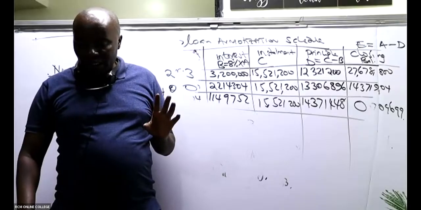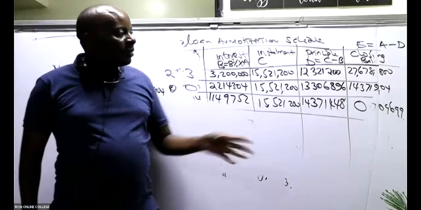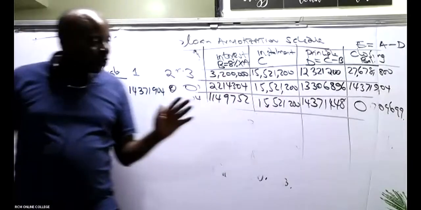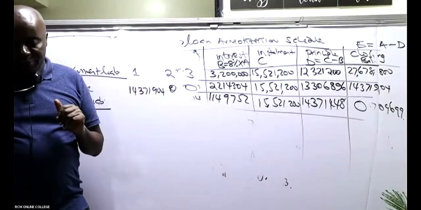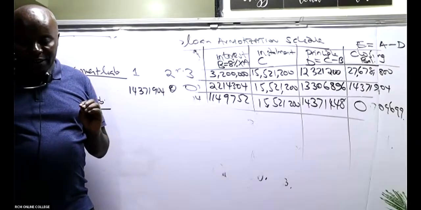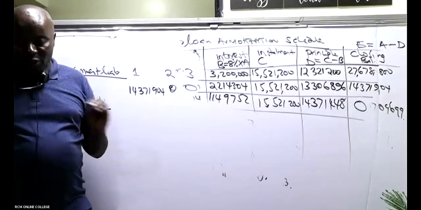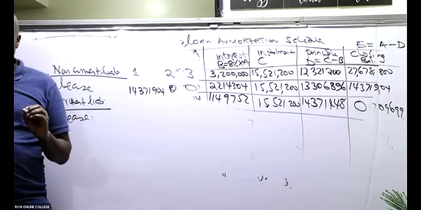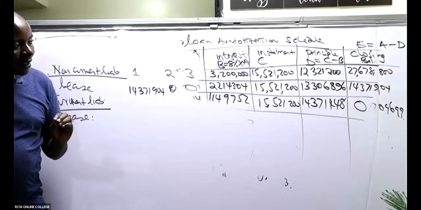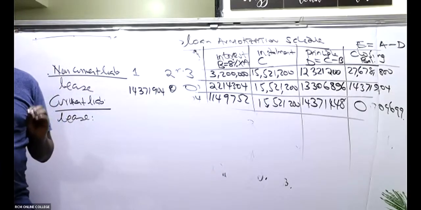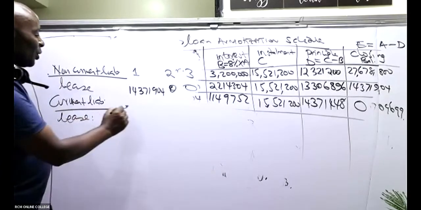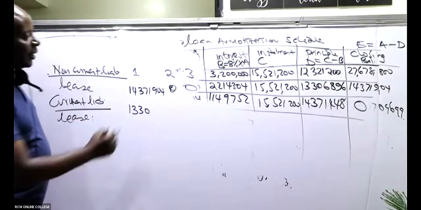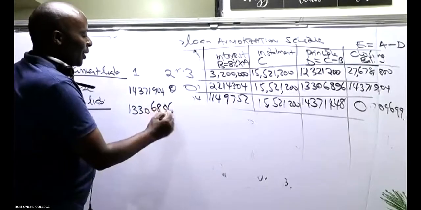Say 27,678,800 minus 14,371,904. How much are we getting there, somebody? Yeah, 13,306,896. So this is 13,306,896.